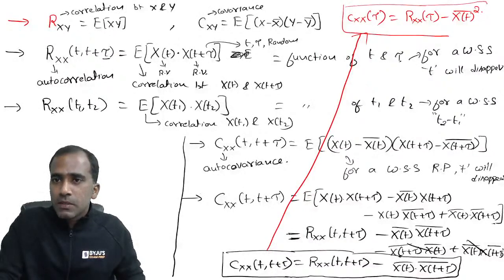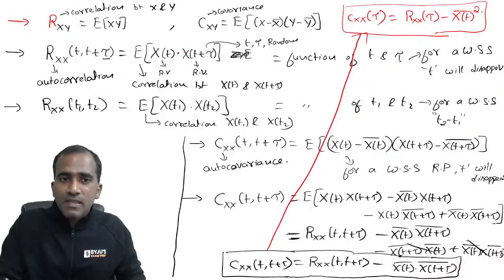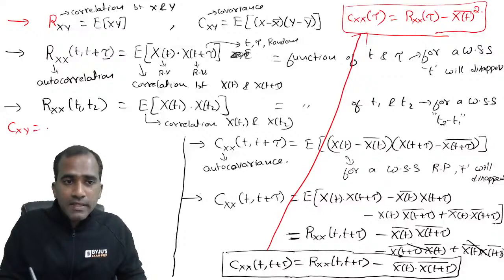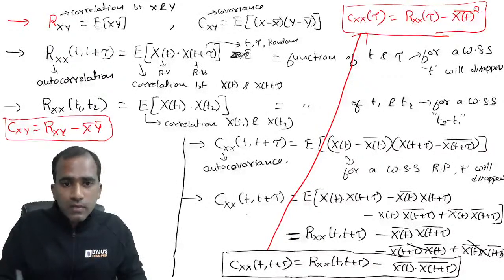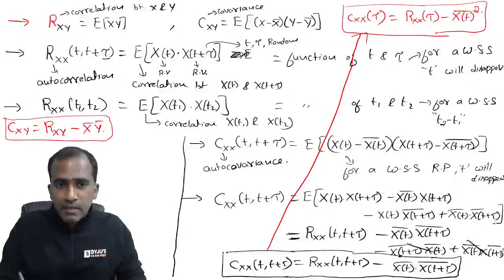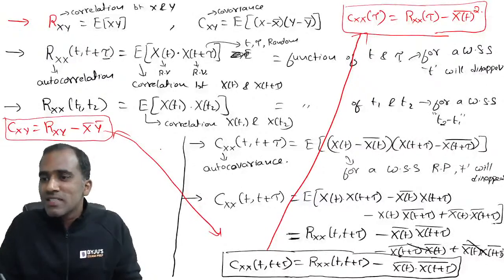See this one, observe this one. Is it not the same as the result that we have discussed previously? Remember the Cxy and Rxy relation, what is the relation between them? Yesterday we have written it. Cxy is equal to Rxy minus x bar times y bar. Correct? The result that we got here, is it the same as this? These two results are exactly the same. Only the notation is different.